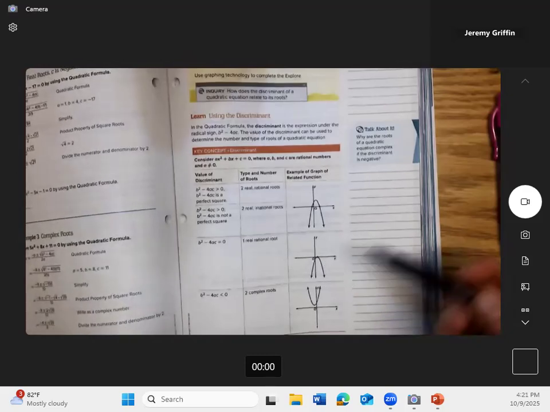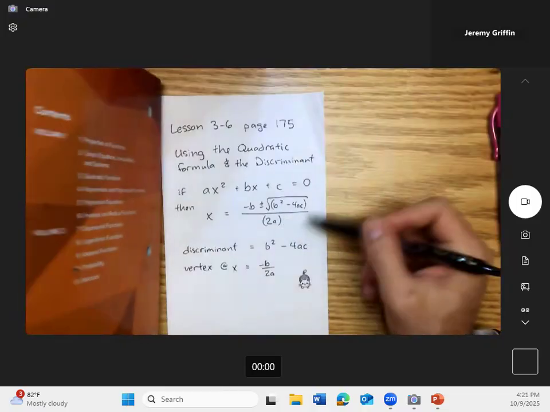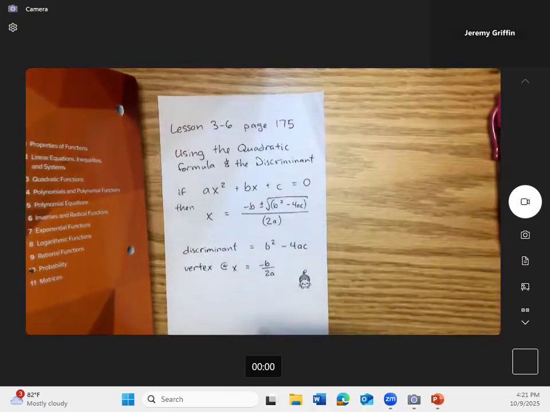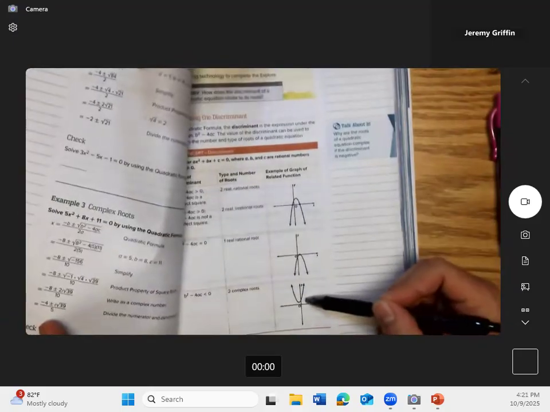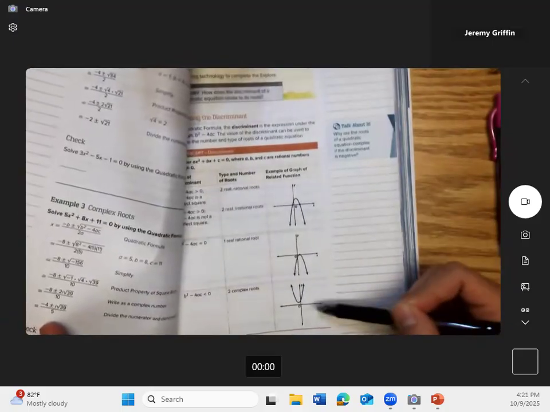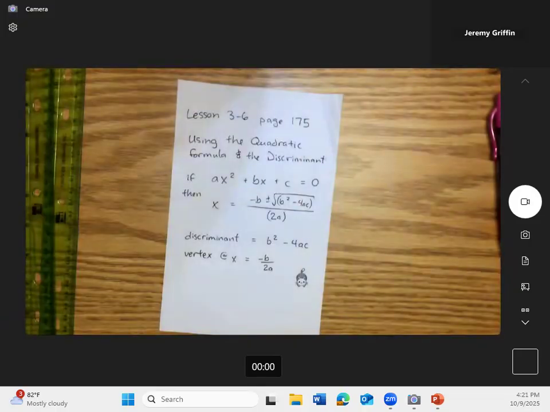And if the b squared minus 4ac is a negative number, well, you're not allowed to take the square root of a negative, at least not for a real answer, maybe for imaginary answers. What that would look like on a graph is the parabola not touching the x-axis at all. And so that's how this discriminant is going to be helpful.